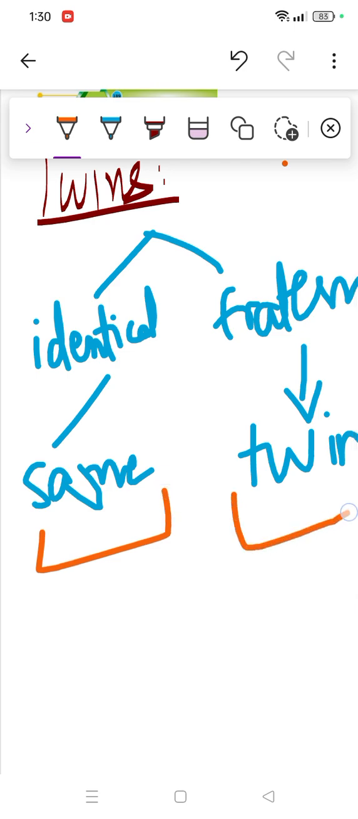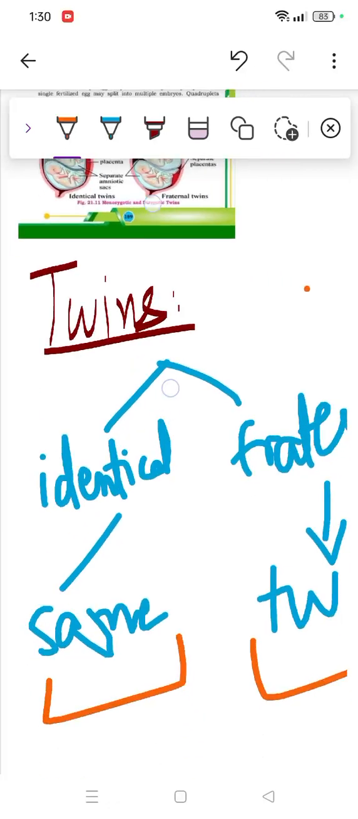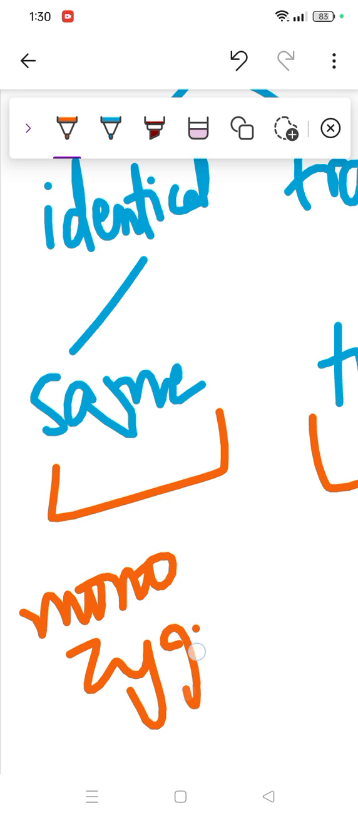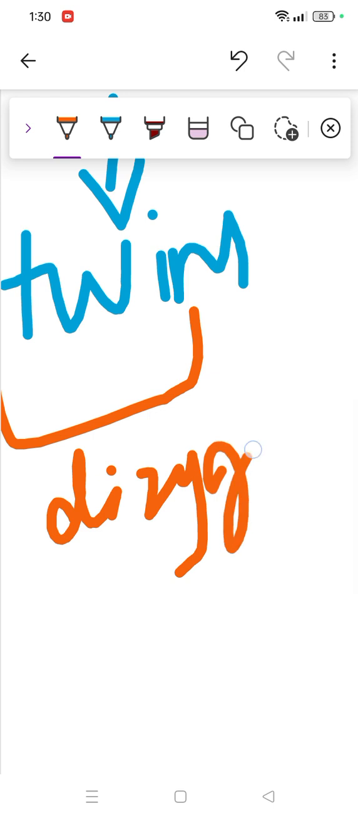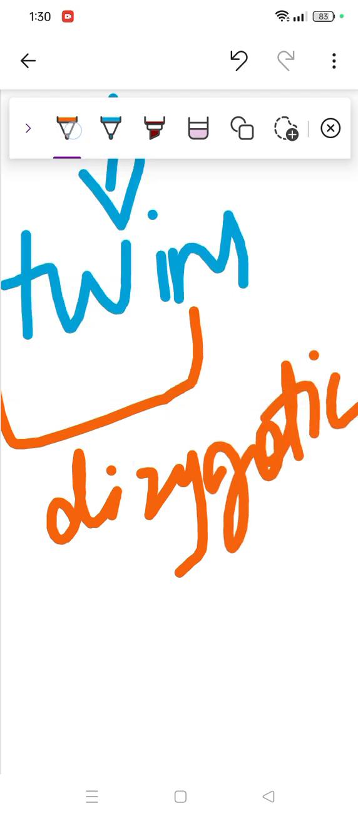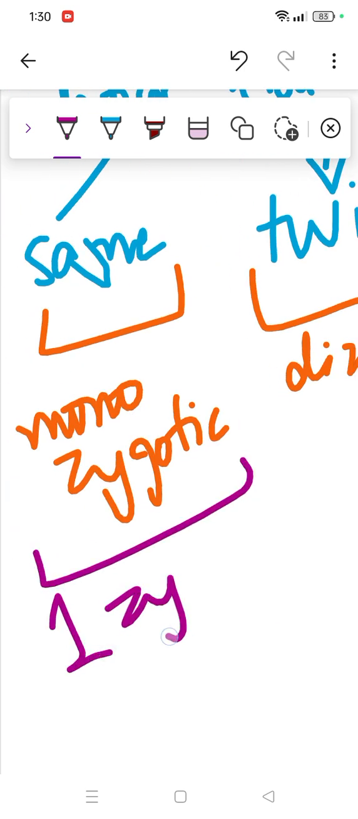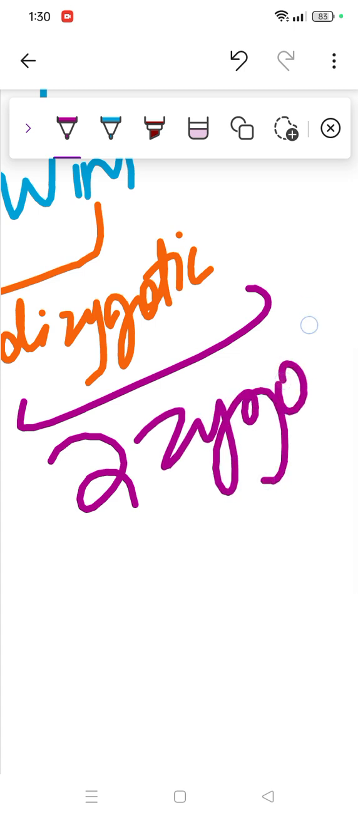We have two types of twins, as I mentioned. So here come the two terms: the first one is called monozygotic, the second one is dizygotic. What's the difference between these two conditions? Mono means one, zygote means the formation of a zygote. A zygote is simply a fertilized egg, when ovum and sperm fuse. Di means two, so two zygotes. Now let's see what they are saying.